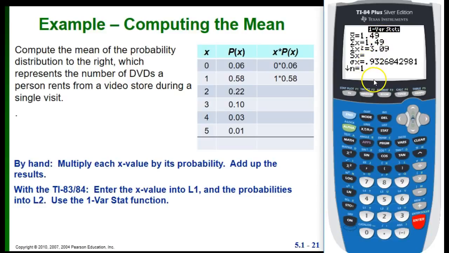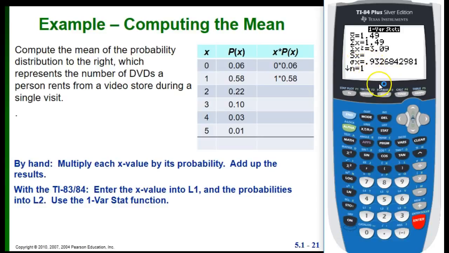Now if we wanted the standard deviation, what we did before with 1-bar stats, the Sx was the standard deviation we used. But in this one, if you've put in your probabilities correctly so that they add up to 1, then this Sx should come out blank. So what we have to use for this, for the standard deviation, is the sigma x.